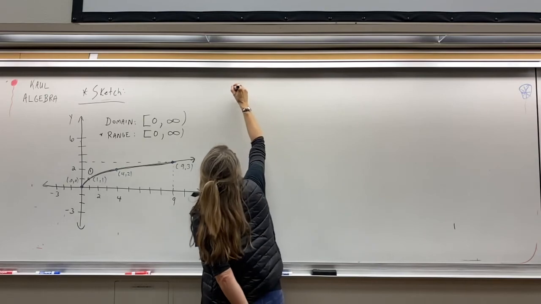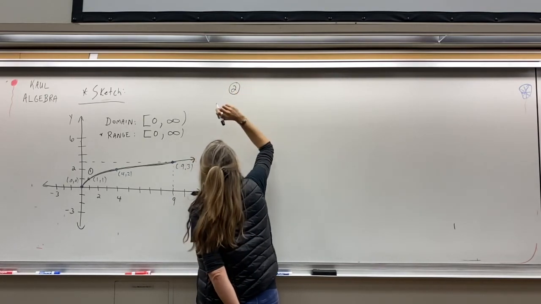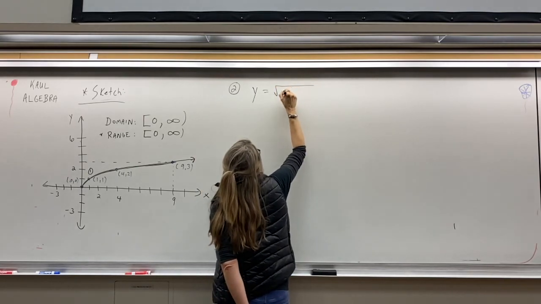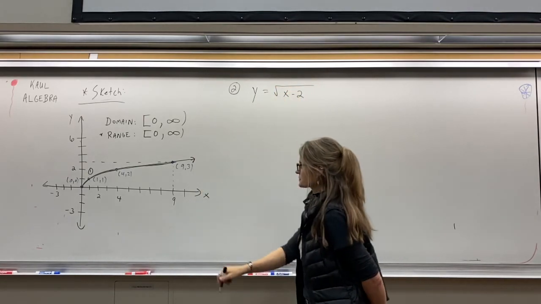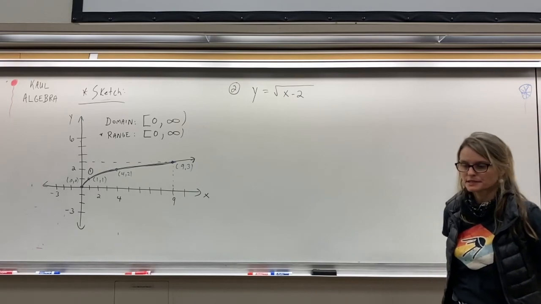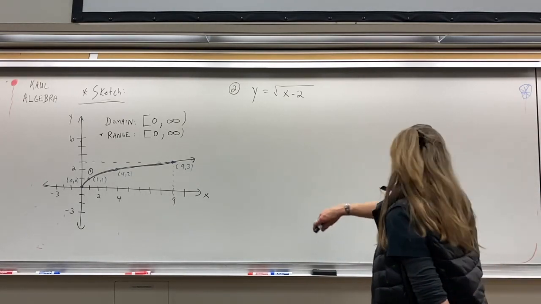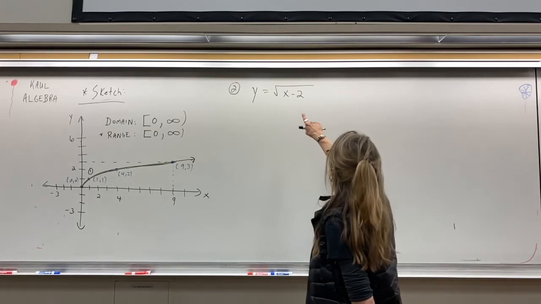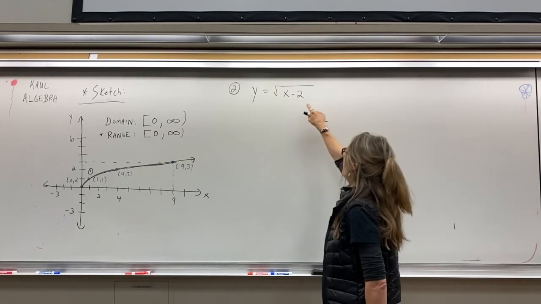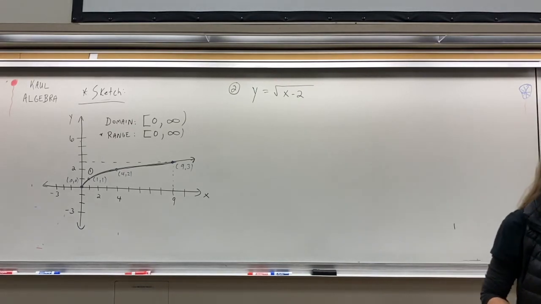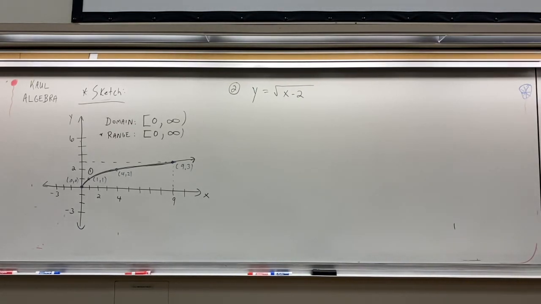Okay, so example number 2 is to graph y equals the square root of x minus 2. And I have a lot of these exercises on the worksheet so you can compare what happens when you add or subtract different numbers into your square root, what it does to the graph.